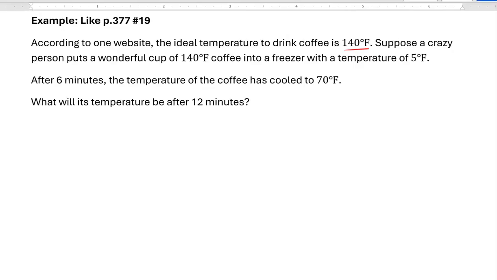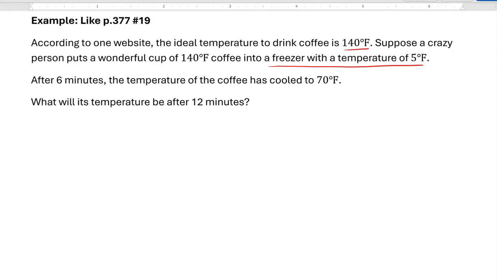Now, just to be a little more consistent with your book, they have it cool down to 0 degrees in a freezer. I'm going to say 5 just for something a little different. Some crazy person comes. Why would you do this? I don't know. But they put this cup of coffee in a freezer. And our temperature probes say our freezers usually run about 5 degrees, we'll say. So in a freezer with room temperature of 5 degrees.